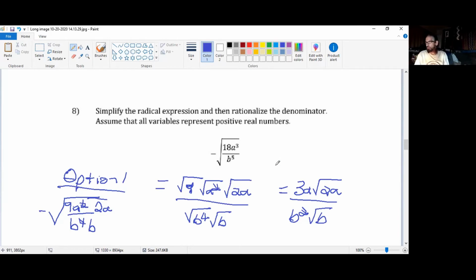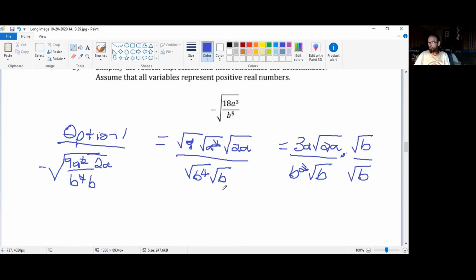So I'm going to multiply top and bottom by square root of b, similar to what was done in the previous example. And as long as that's not 0 over 0, then we're multiplying by 1. It doesn't change this. It's just going to change how we write it.